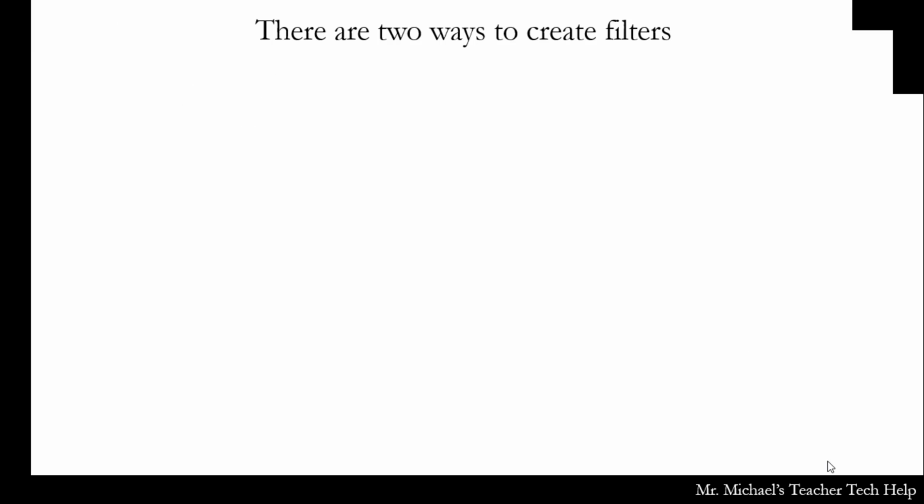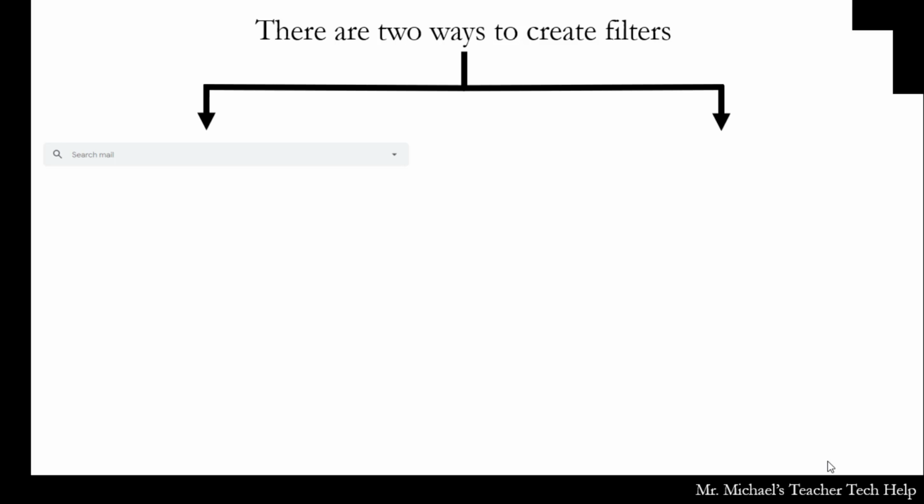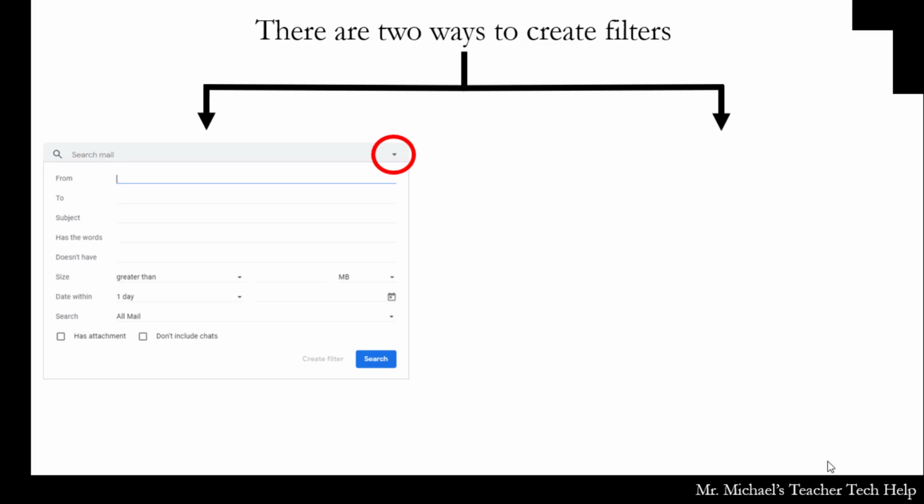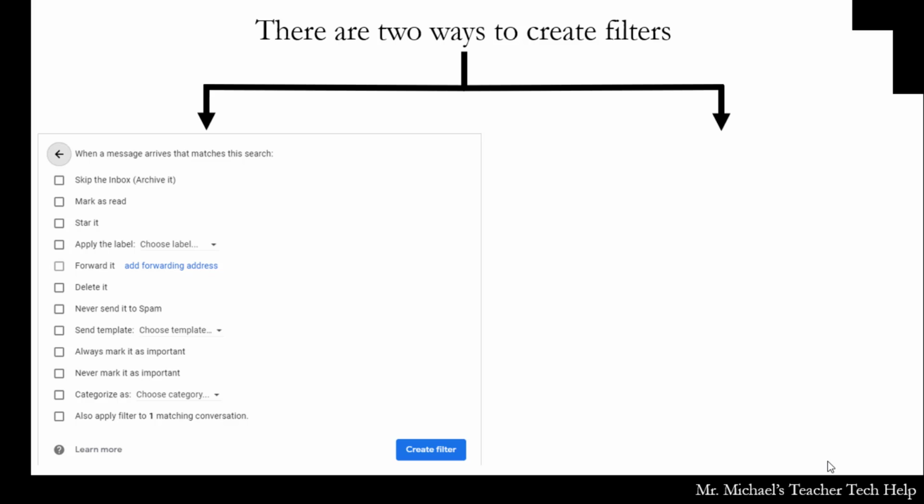So there are two ways to create filters. First, use the little search mail section in your email at the top. You just have to click that little down arrow. All you've got to do is add who the email is from that you want to filter, who it could be to, which subject has the words, doesn't have, and some other little parameters that you can set. Once you do that, you click Create Filter, and here is the powerful part.